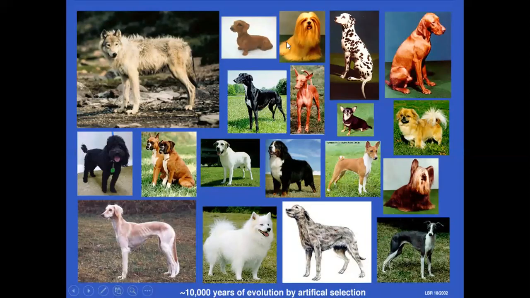Classic example. This is what they used to look like. This is Canis lupus. These are all Canis domesticus. Look at the unbelievable variations that 10,000 years of human pressure on selective breeding has produced.